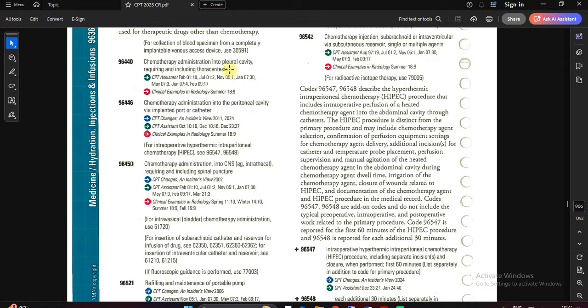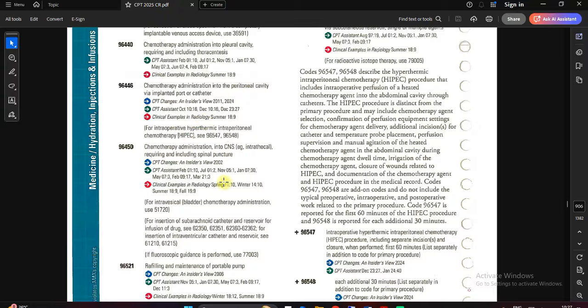96440 is for the pleural cavity, related to the lung. 96446 is for the peritoneal cavity, related to the abdomen. So whenever you want to code this, you need to check the location of the injection or the location of the chemotherapy administration, whether it is the pleural cavity or peritoneal cavity. If it is pleural cavity, 96440. If it is peritoneal cavity, 96446.